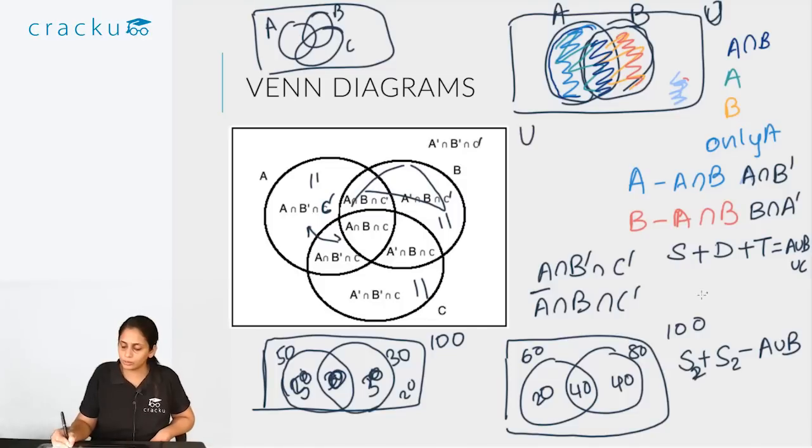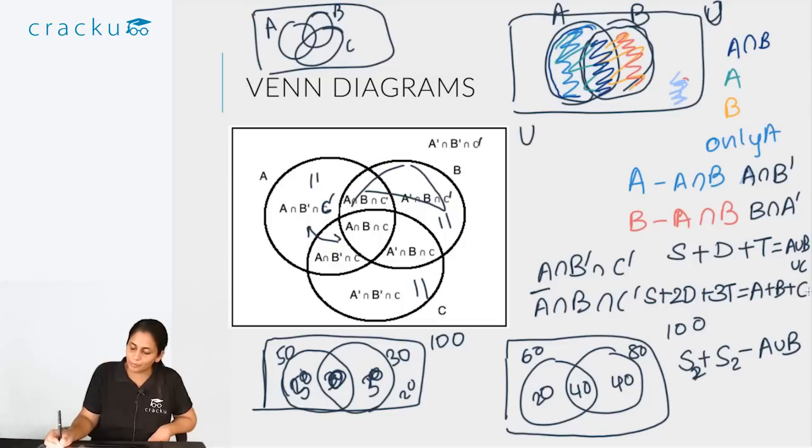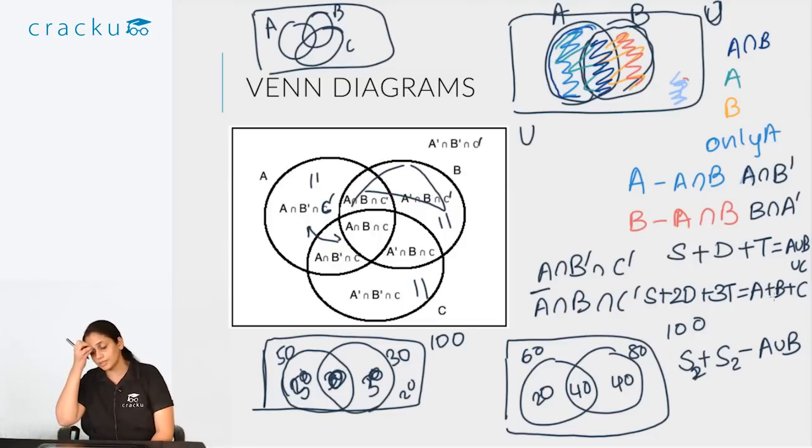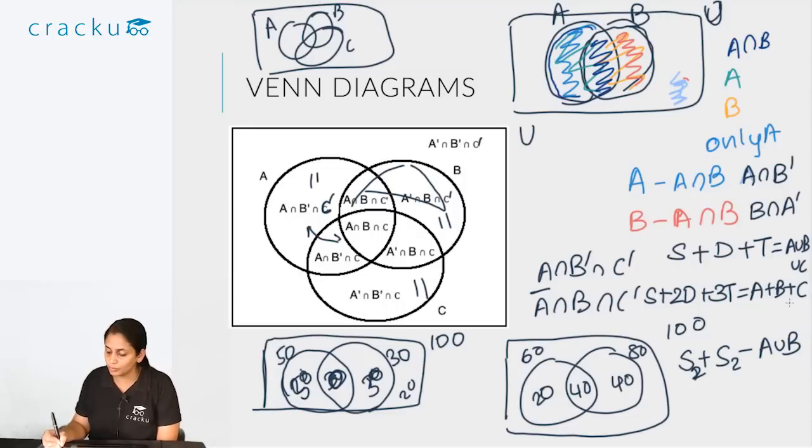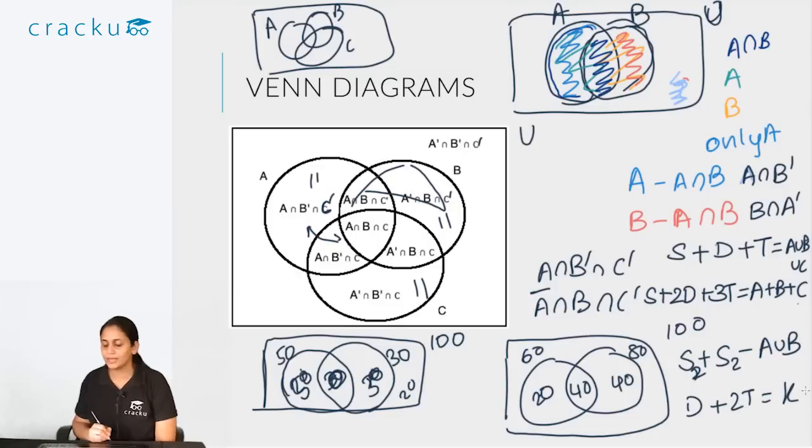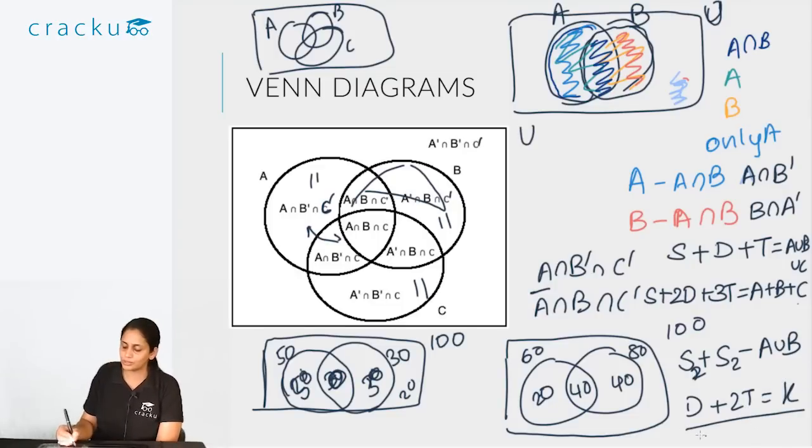Now I also know that if I add A plus B plus C, I'll be counting those that are part of one set exactly once, I'll be counting those that are part of 2 sets twice and part of 3 sets thrice. This is A plus B plus C, that is number of elements of A plus number of elements of B plus number of elements of C. So if I take this minus this, I get an equation where I get D plus 2T is equal to some constant K. This constant shows the excess. Like here in this case we had this 40 as excess. This also is an excess.